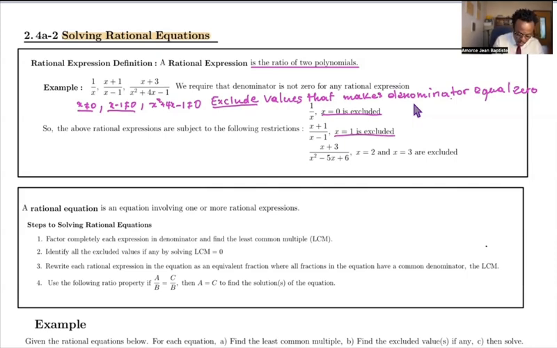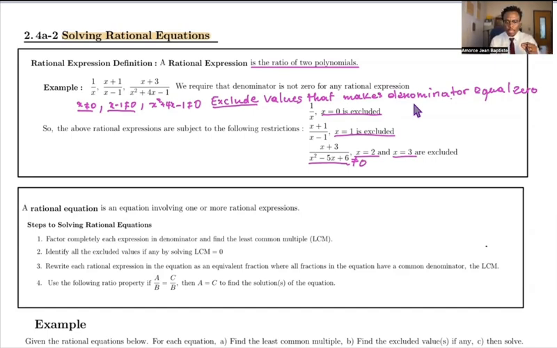Well, we use a different expression here. x squared minus 5x plus 6 is not 0. That means x equals 2 and x equals 3 are excluded because those two values make x squared minus 5x plus 6 equal 0 when you plug them in. Or when you solve the equation x squared minus 5x plus 6 equals 0, you find x equals 2 and x equals 3. So those values are excluded.